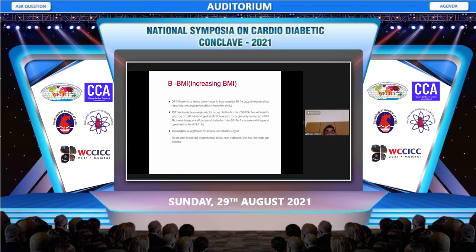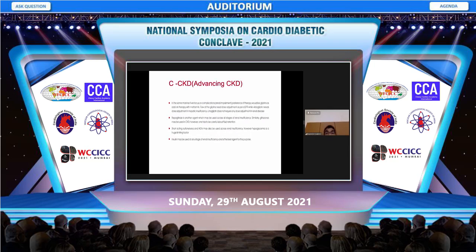And the newer class of molecules, as Dr. Manoria was talking about, the GLP analog and the SGLT2, both these molecules decrease the BMI, and that's very important. See, as I told you, comorbidity is very important. Each and every patient who is coming to us, only on A1C we cannot decide the therapy.